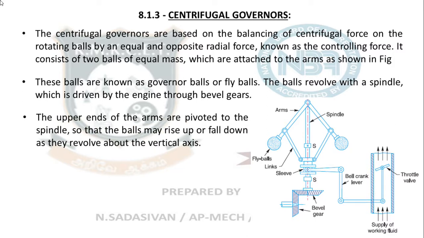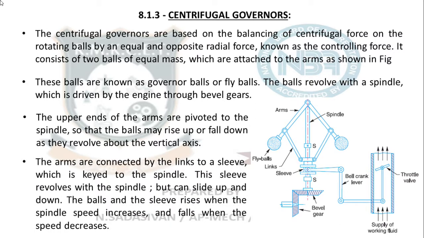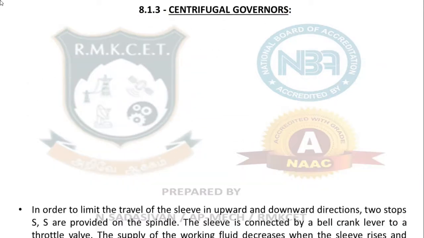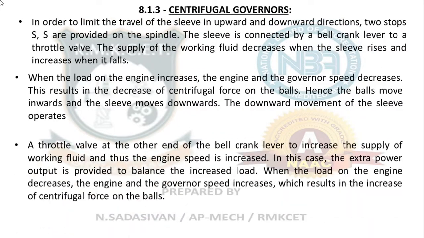Upper end of the arms are pivoted to the spindle so that the balls may rise or fall down as they revolve about the vertical axis. So I will go through these things a little bit faster because you can have a read. It's available in the books. Arms are connected to the links of the sleeve. It may be connected in three different ways.